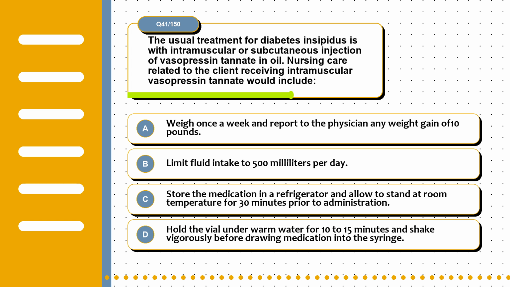Option C. Store the medication in a refrigerator and allow to stand at room temperature for 30 minutes prior to administration. Option D. Hold the vial under warm water for 10 to 15 minutes and shake vigorously before drawing medication into the syringe.